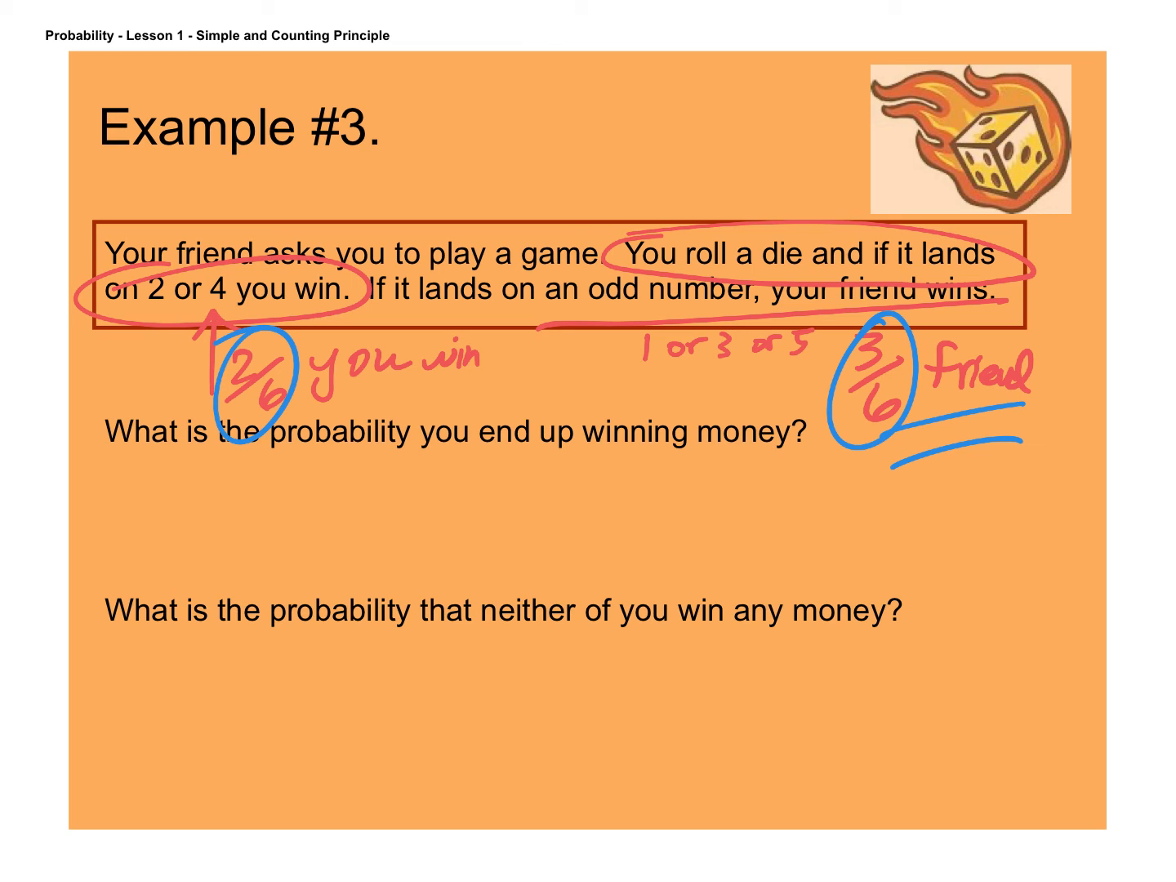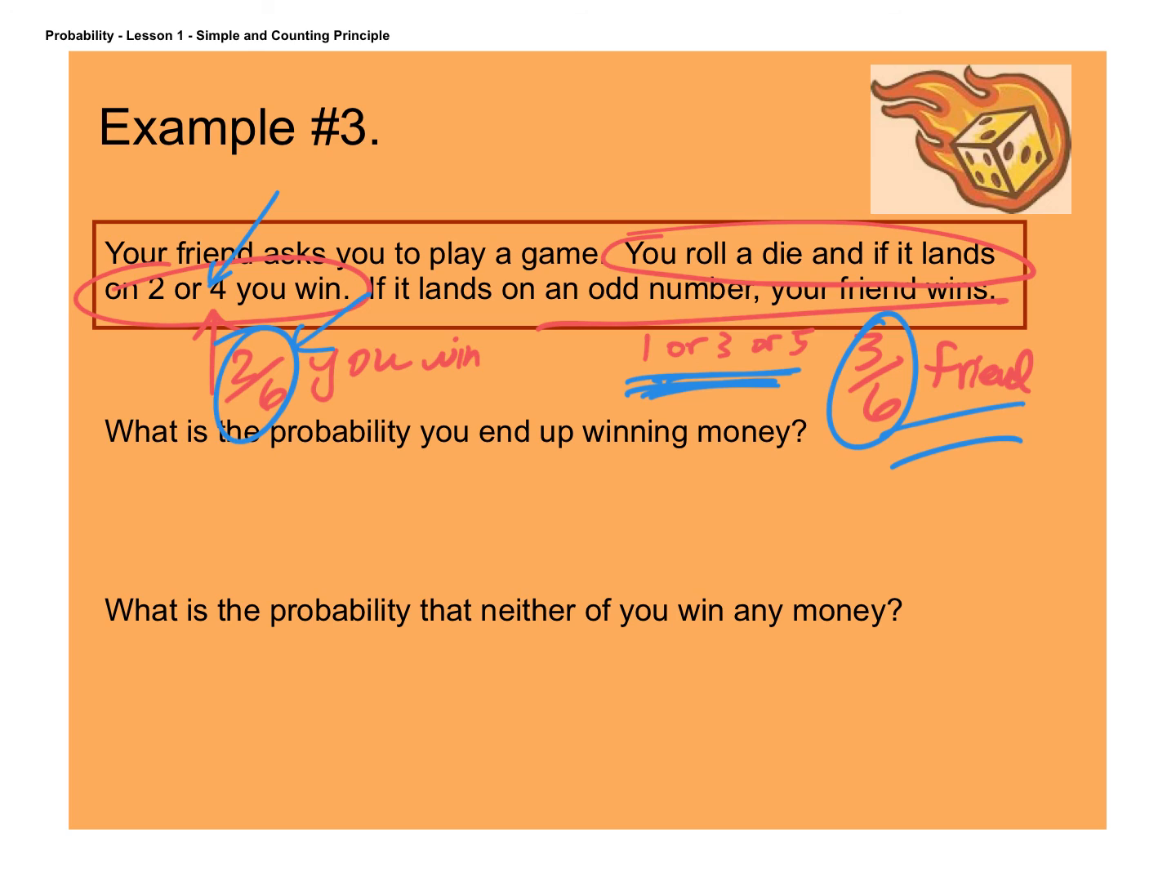What is the probability that neither of you win any money? Well, try to figure out what would make that happen. A 1? No, this guy would win if you got a 1. A 2, you'd win. A 3, you're back to your friend, would win. A 4, neither one of you win. Interesting. Oh, wait. You've got a 4. My bad. A 5, your friend wins. A 6, the only number that neither one of you wins is a 6.